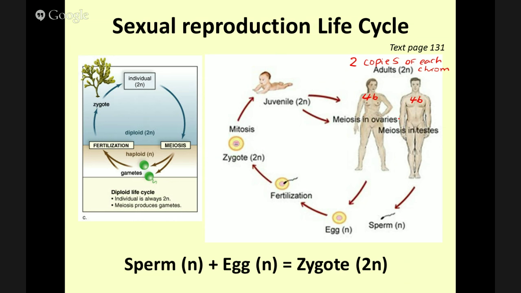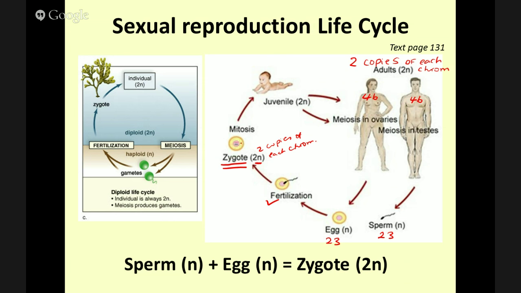Now, when they want to get together to reproduce, they have to make the gametes. The gametes are going to be the egg and the sperm. The egg is going to have 23 chromosomes. The sperm is going to have 23 chromosomes. The egg and the sperm get together at fertilization, and that forms the zygote. And notice again that the zygote is back to 2N, which means it has two copies of each chromosome.